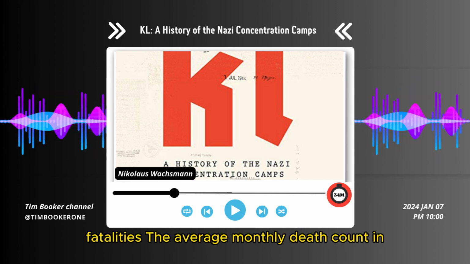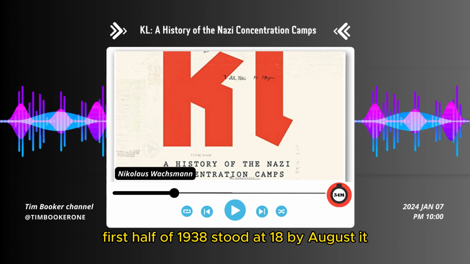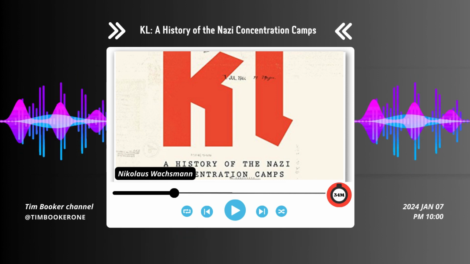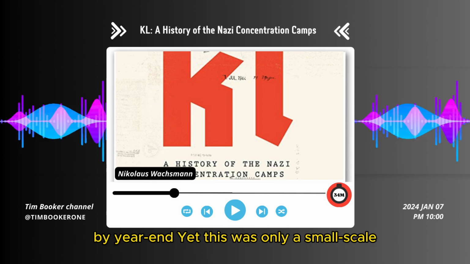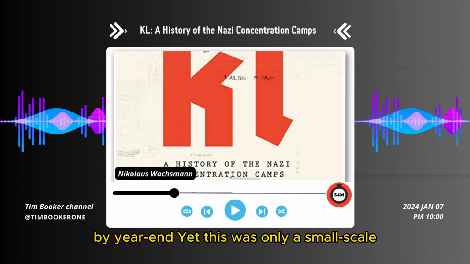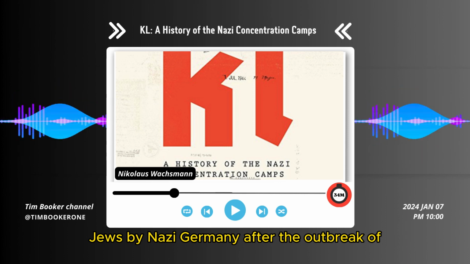Amidst this escalating brutality, deaths in Nazi concentration camps soared, with Jews comprising the majority of fatalities. The average monthly death count in the German concentration camp system during the first half of 1938 stood at 18. By August, it skyrocketed to 118, reaching over 300 per month by year-end. Yet, this was only a small-scale rehearsal of the genocidal extermination of Jews by Nazi Germany after the outbreak of World War II.